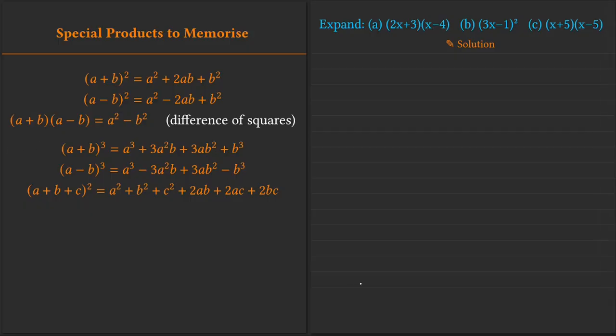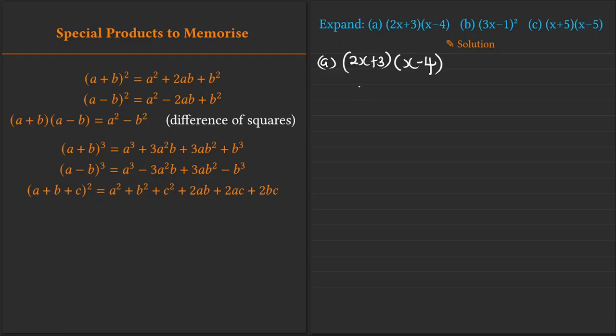So for our first set of questions, let's look at what we have over here. It says you have to expand. These are just basic examples that we'll be using the FOIL method and all that. The first one says we have, that is A, 2x plus 3, then in another bracket, we have x minus 4.